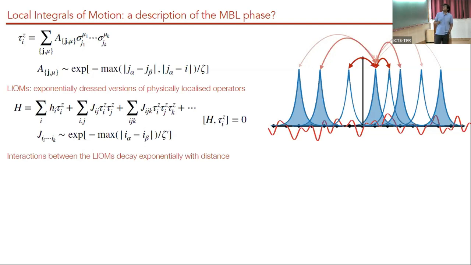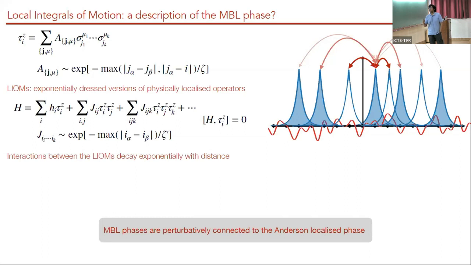So this is a statement about saying that you can have some operators, I'll call them tau z i, whose support is exponentially localized on some sites. And then we call them local integrals of motion. These are basically exponentially dressed versions of physically localized operators. Because these operators have to commute with the Hamiltonian, it means that the Hamiltonian of the system should have a representation of this form where it only has the tau z operators. And then to preserve the locality of the system, we say that these couplings decay exponentially with the distance. Now, this is nothing but a slightly fancy and elaborate way of saying that the MBL phases are perturbatively connected to the Anderson localized phases.